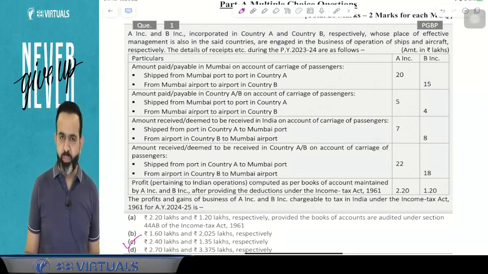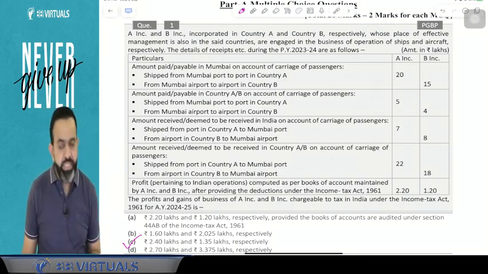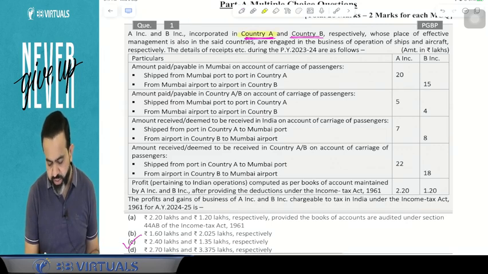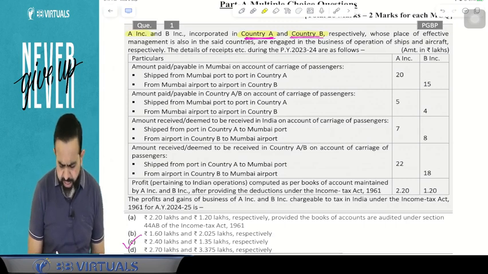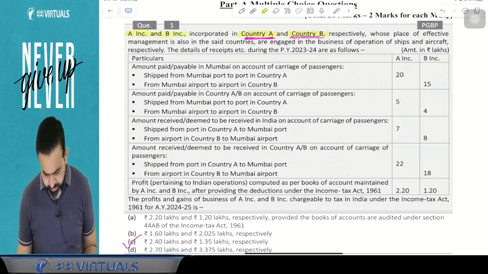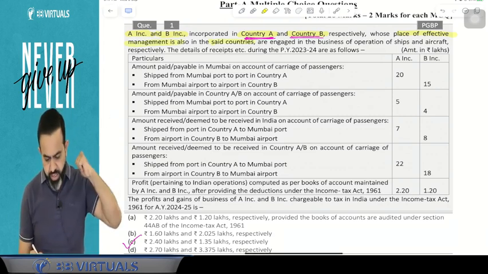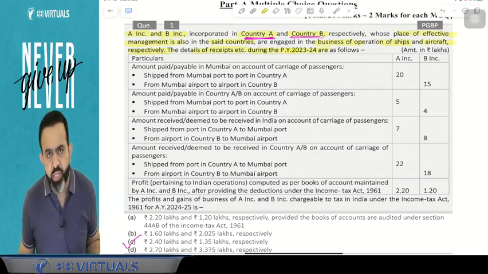Non-resident engaged in the shipping business and aircraft business. Let's see if your answer is right or not. So ABC Inc and B Inc are incorporated in country A and country B. So this company is incorporated in country A and this company is incorporated in country B. So you can say that A Inc and B Inc both are foreign companies, whose place of effective management is also in that country and engaged in the business of operation of ship and aircraft respectively. The details of the receipts etc. during the previous year 23-24 are as follows.